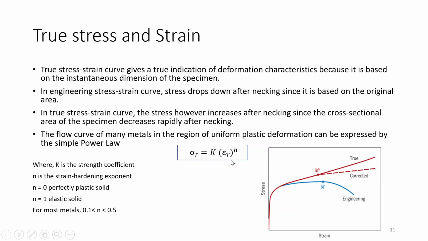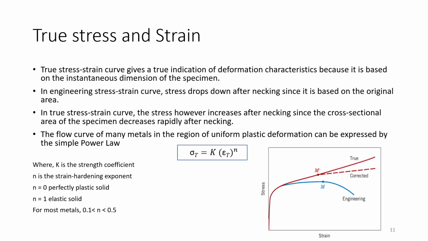Next you have true stress and strain. The true stress-strain curve gives a true indication of deformation characteristics because it is based on the instantaneous dimension of the specimen. In the engineering stress-strain curve, stress drops down after necking since it is based on the original area. And in the true stress-strain curve, the stress however increases after necking, since the cross-sectional area of the specimen decreases rapidly after necking.